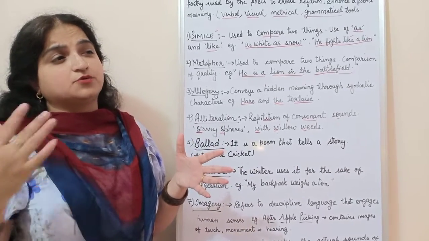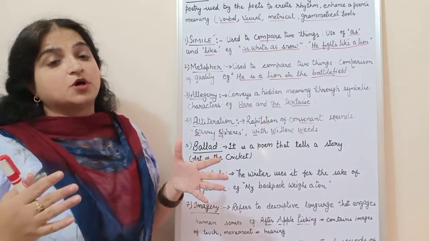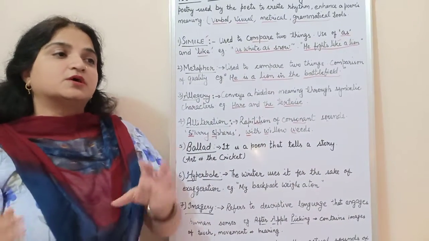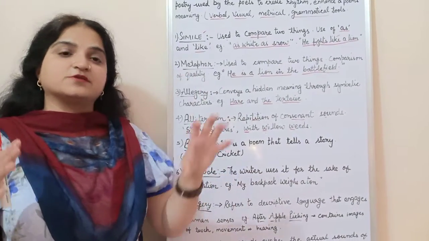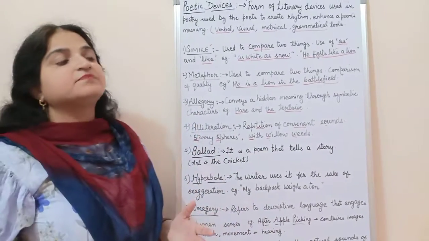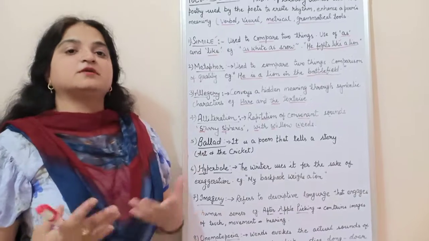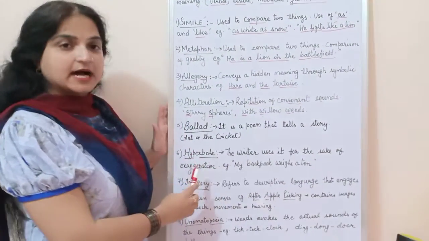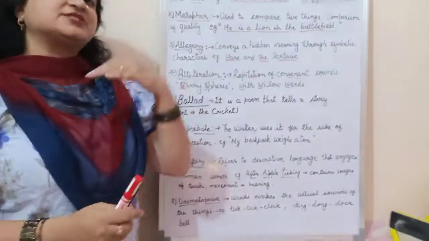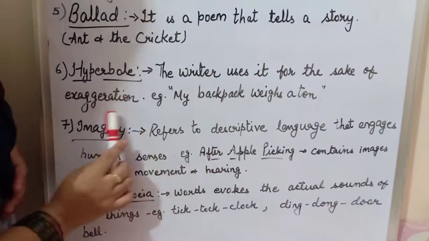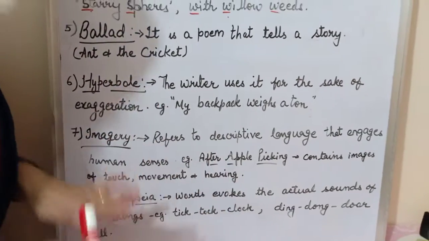Okay, in Old English also there was one poem, Lord Ullin's Daughter. That was also a complete story about one army officer in the king's army, and the story was of his daughter. Now comes hyperbole. Hyperbole means to exaggerate. The writer uses it for the sake of exaggeration or to lay emphasis.